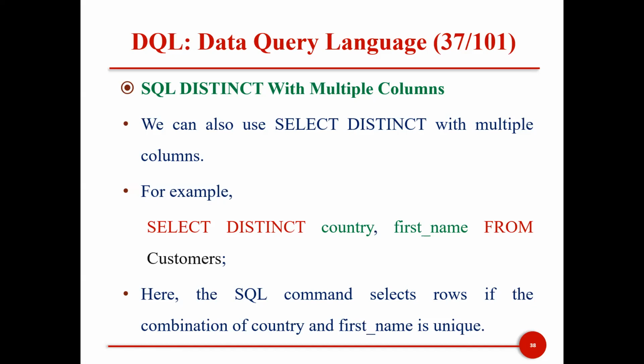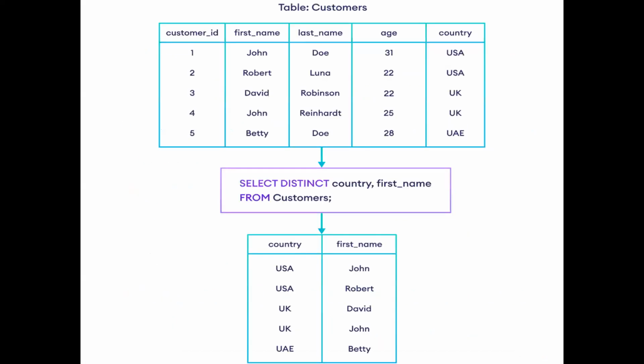From there, first of all, it will remove the other one. But the second condition is their first name must also be distinct. Then it will only pick those whose countries are distinct and whose first names are also distinct from the table. You can see from here, select distinct country, first name from customers. You'll find that the countries we have here are USA. You have 2 USAs, 2 UKs, and 1 UAE.